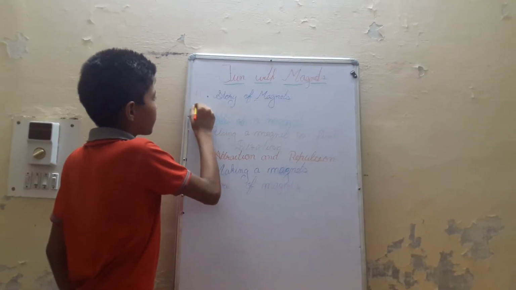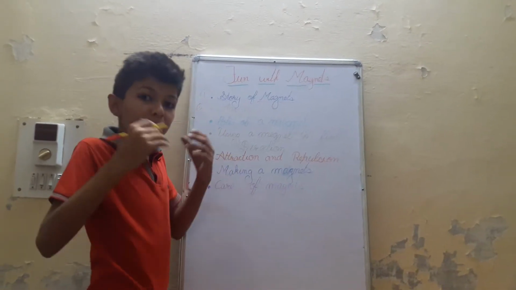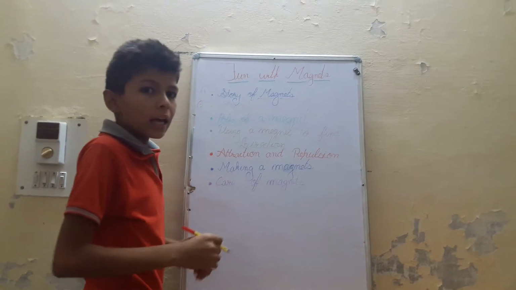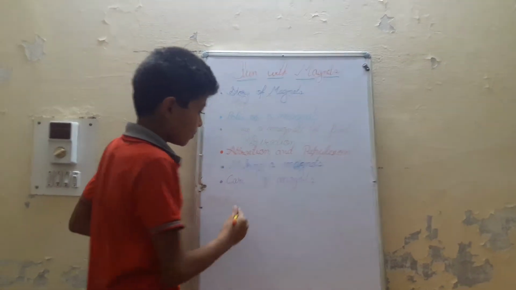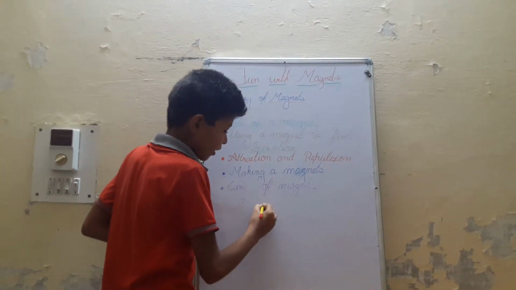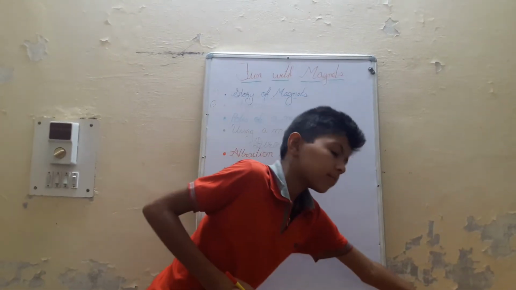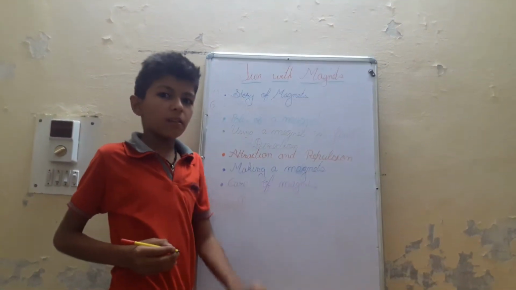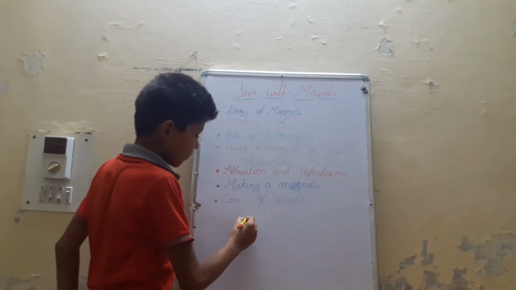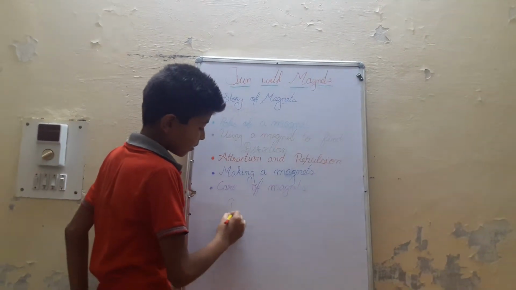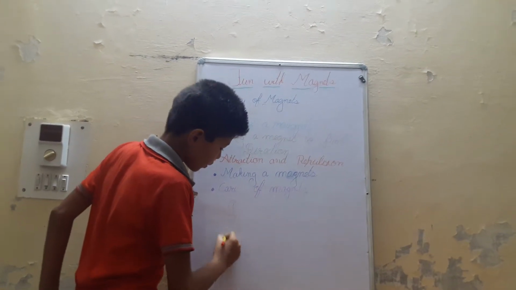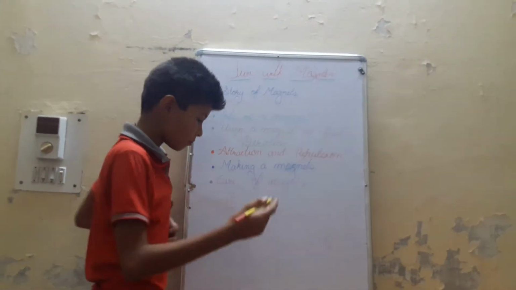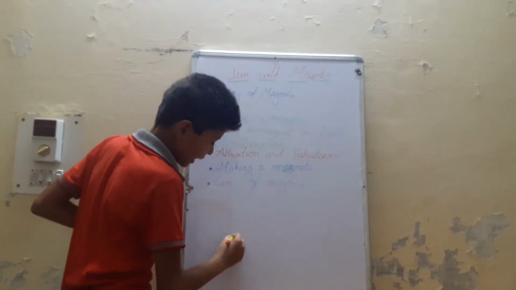Now, what are the types of magnets? There are mainly four types of magnets. Ring magnet, it looks like this. Second, bar magnet. Horseshoe magnet. Cylindrical magnet.